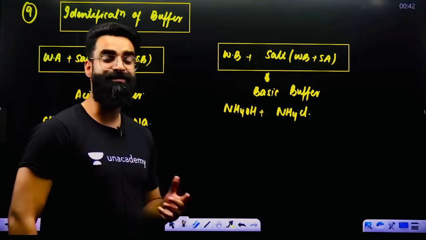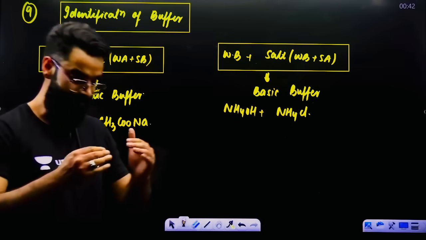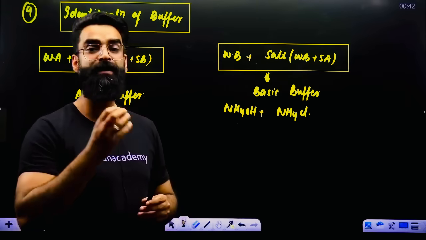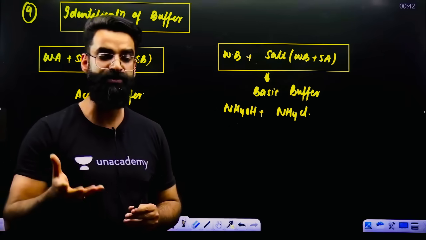Then our next concept, that is identification of buffer. There will be some solutions which will be given to you, right? And you have to check which of the following forms the acidic buffer, which of the following solutions is the basic buffer.